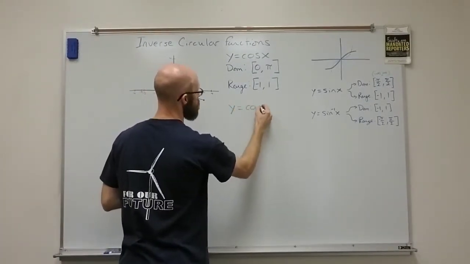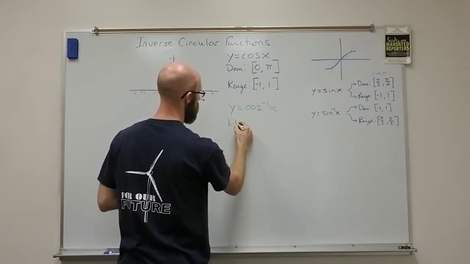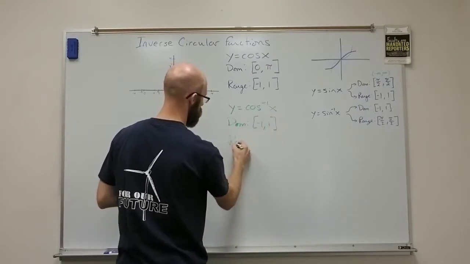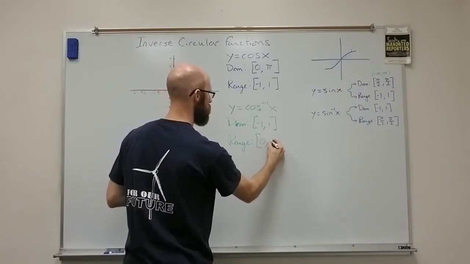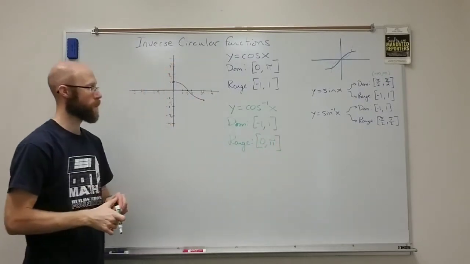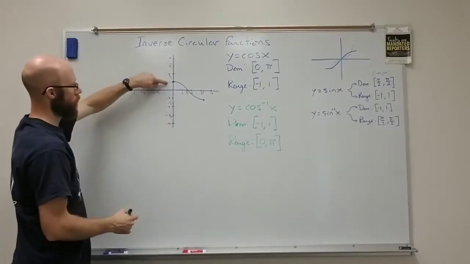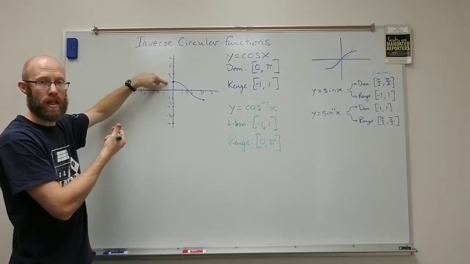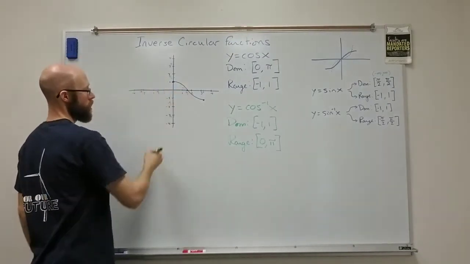So y equals the inverse cosine. The domain is going to be -1 to 1. And the range, looks like my green marker's dying on me here. It's fading fast. Okay, there we go. And so I want to take this point at 0, 1, interchange the coordinates to get the inverse. It would be at 1, 0, which is the y-intercept or x-intercept.